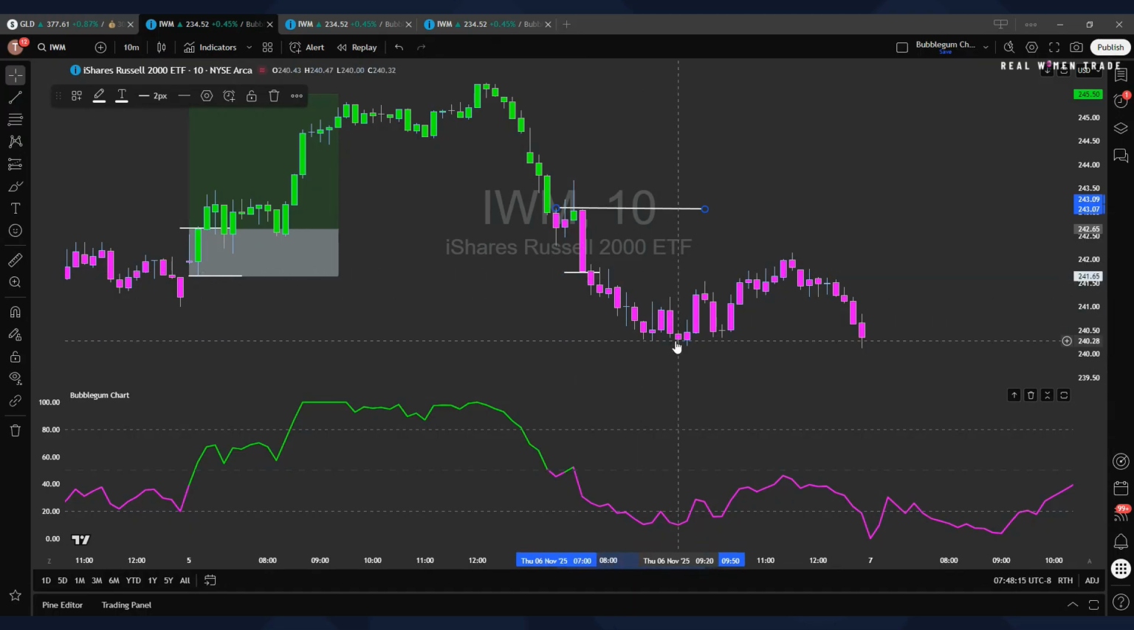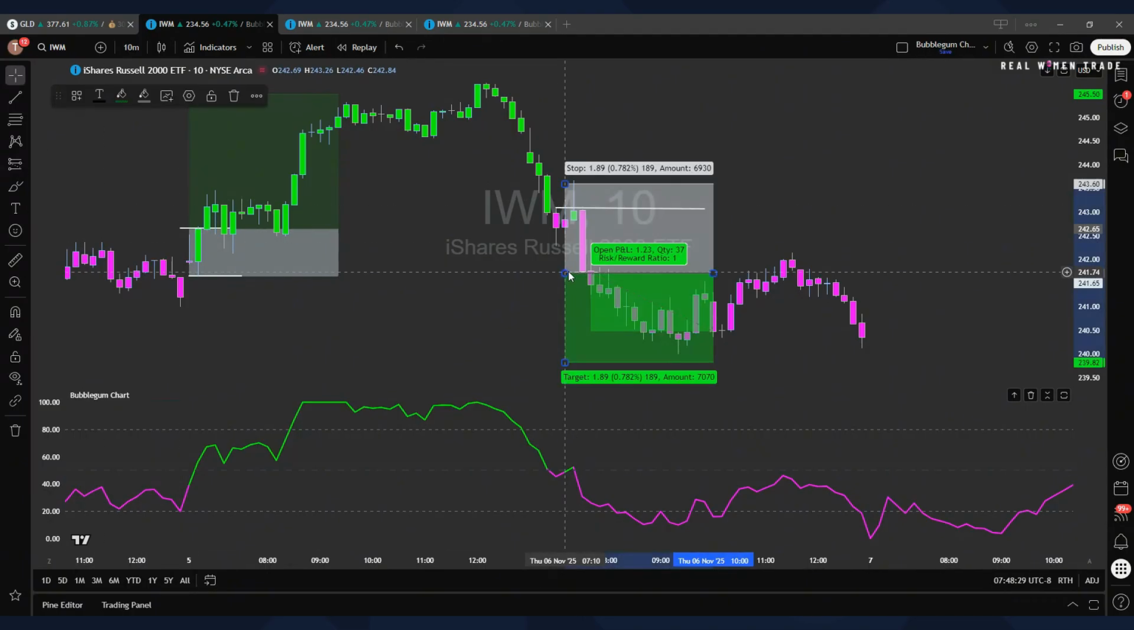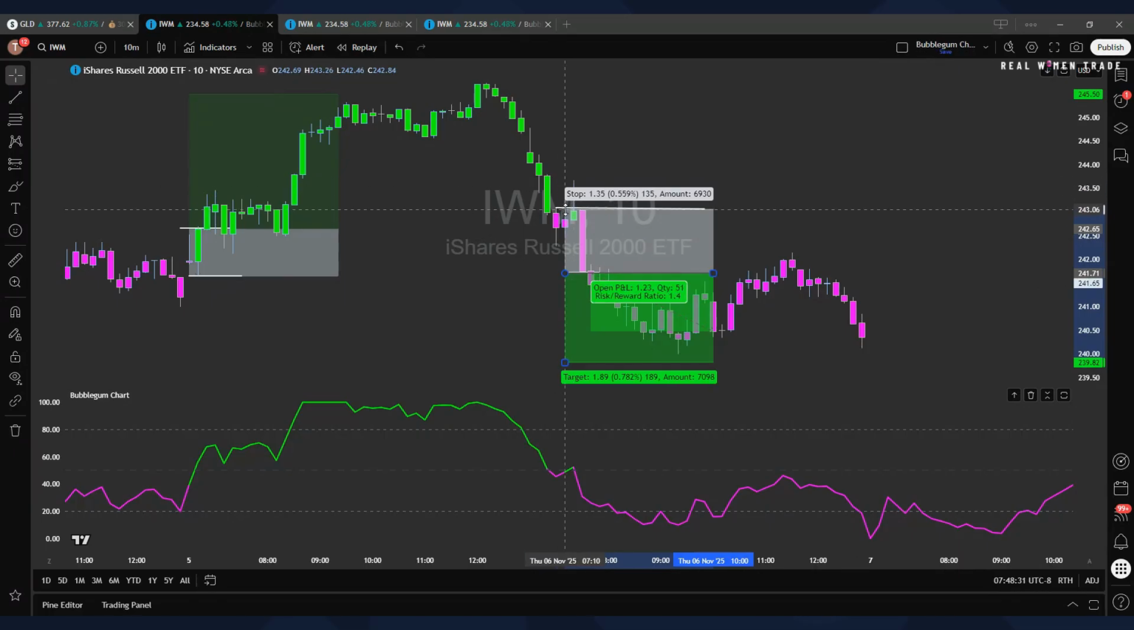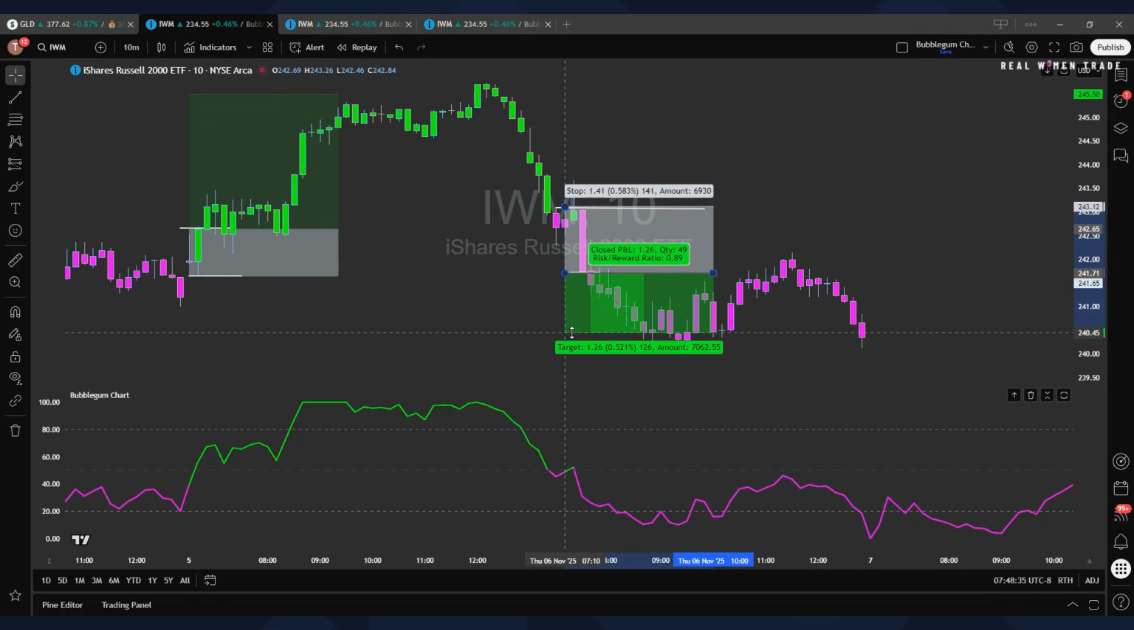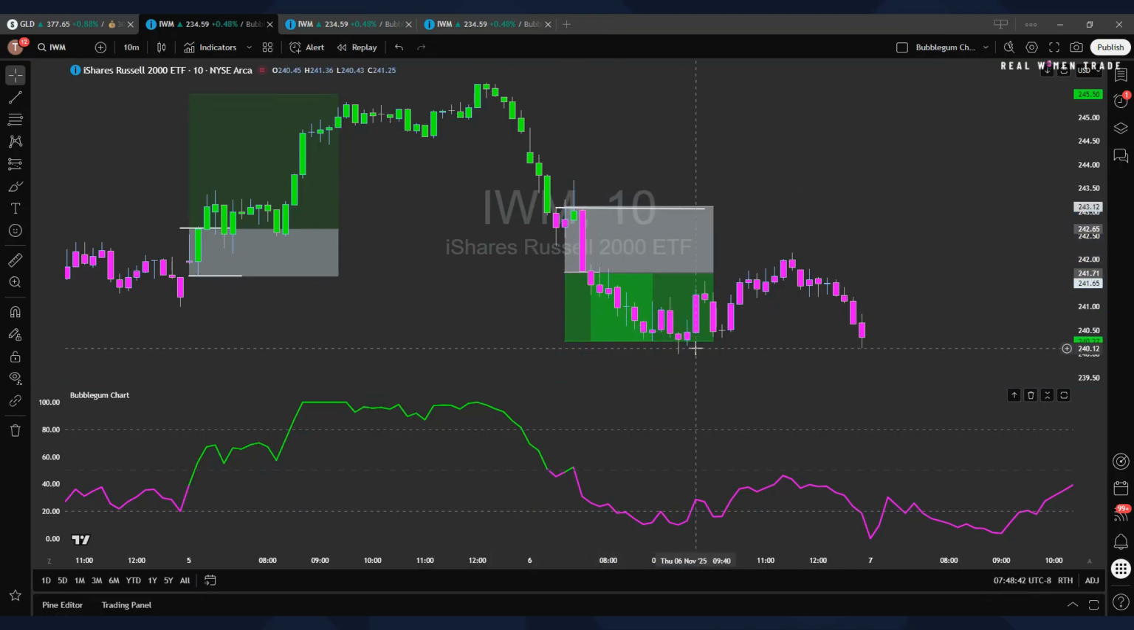And that was 241.74 down to 240.28. So you probably could have gotten $1 out of that. Let's look at this risk to reward. So not quite 1-to-1, or maybe you could have gotten 1-to-1, depending on what you were looking at.